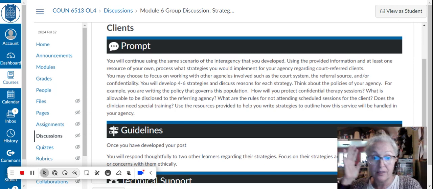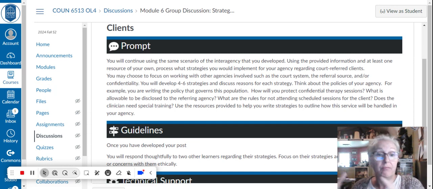Not a lot of writing. It can be bullet pointed, numbered, whatever. 4 to 6 strategies that if your agency gets court or mandated clients, that you want those to go by. Maybe how they get the referral system. How do they communicate with the other law enforcement government agencies involved? How do you protect their information?